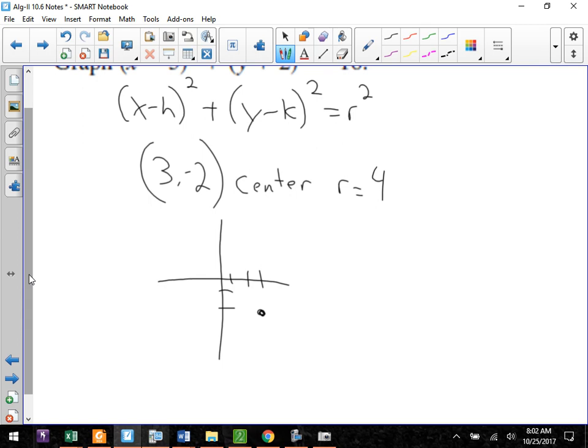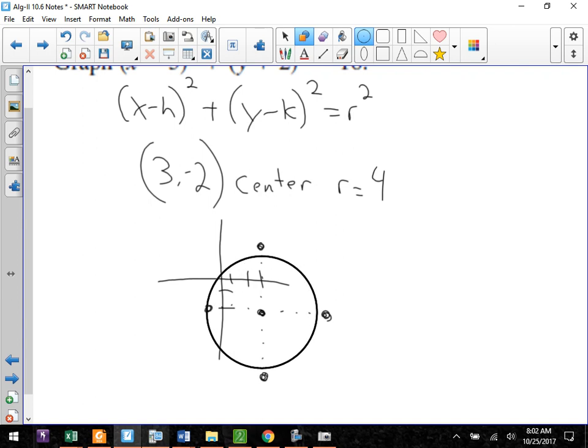There's my center. Means I just have to do what again? Move 4 points up, 4 points right, 4 points down, 4 points left. Put a couple of dots. Not to scale. And let's see how close I got with my estimation skills. 3 out of 4 isn't bad. And there's our circle. That's all you have to do in order to figure out what a circle looks like.